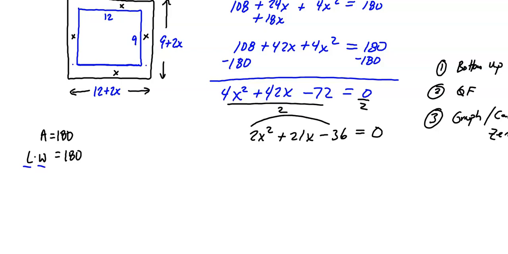So bottoms up, it's going to be x squared plus 21x minus 72 equals 0. How can I get 72? 1 and 72, 2 and 36, 3 goes in there, 24, and there it is. 3 and 24 will do it. Positive 24, negative 3.